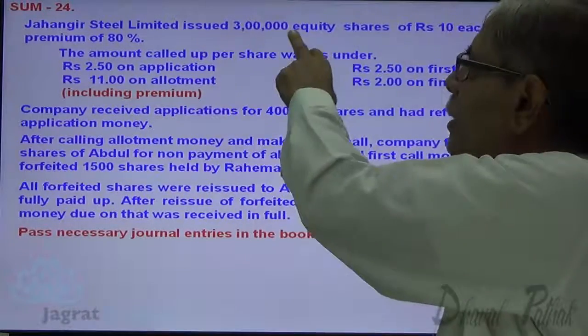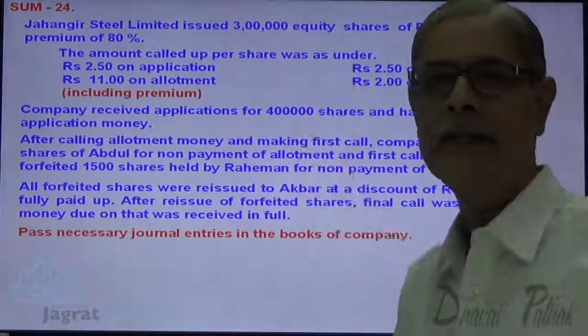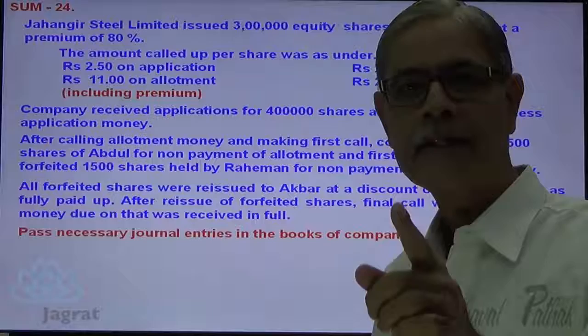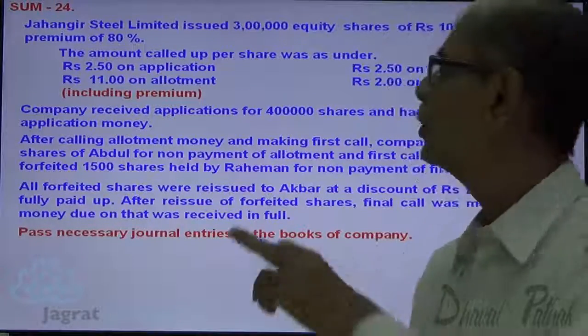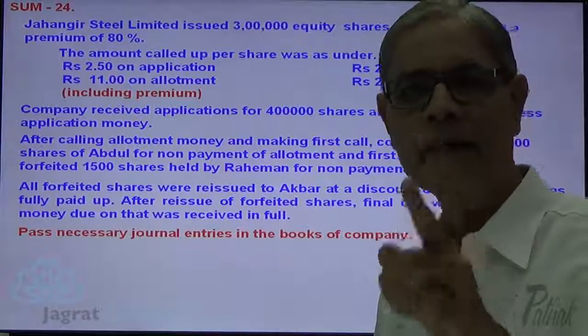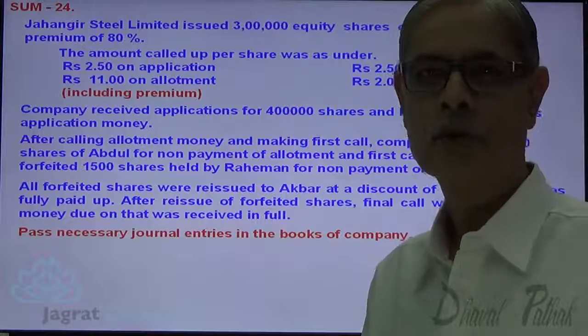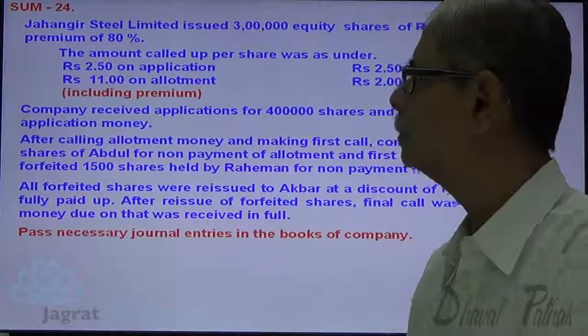Jahangir Steels Limited issued 3 lakh equity shares of rupees 10 each at a premium of 80%. So 80% premium is to be applied to the face value of 10. So 10 into 80%, 8 rupees is the premium. So per share, security premium is rupees 8.